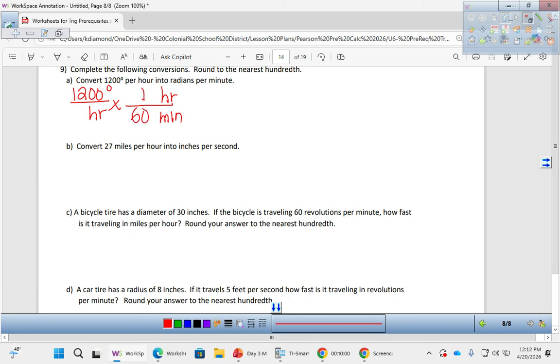I've got to make sure the numbers go right next to the right unit. And if I want to get rid of degrees, I've got to put the degrees in the bottom. And I want it to become radians. And what I know is that 180 degrees is equal to pi radians. So what happens here is the degrees on the top cancel the degrees on the bottom, the hours on the bottom cancel the hours on the top, and we're just left with radians per minute, which is what we want. So I get 1200 times pi over 60 times 180.